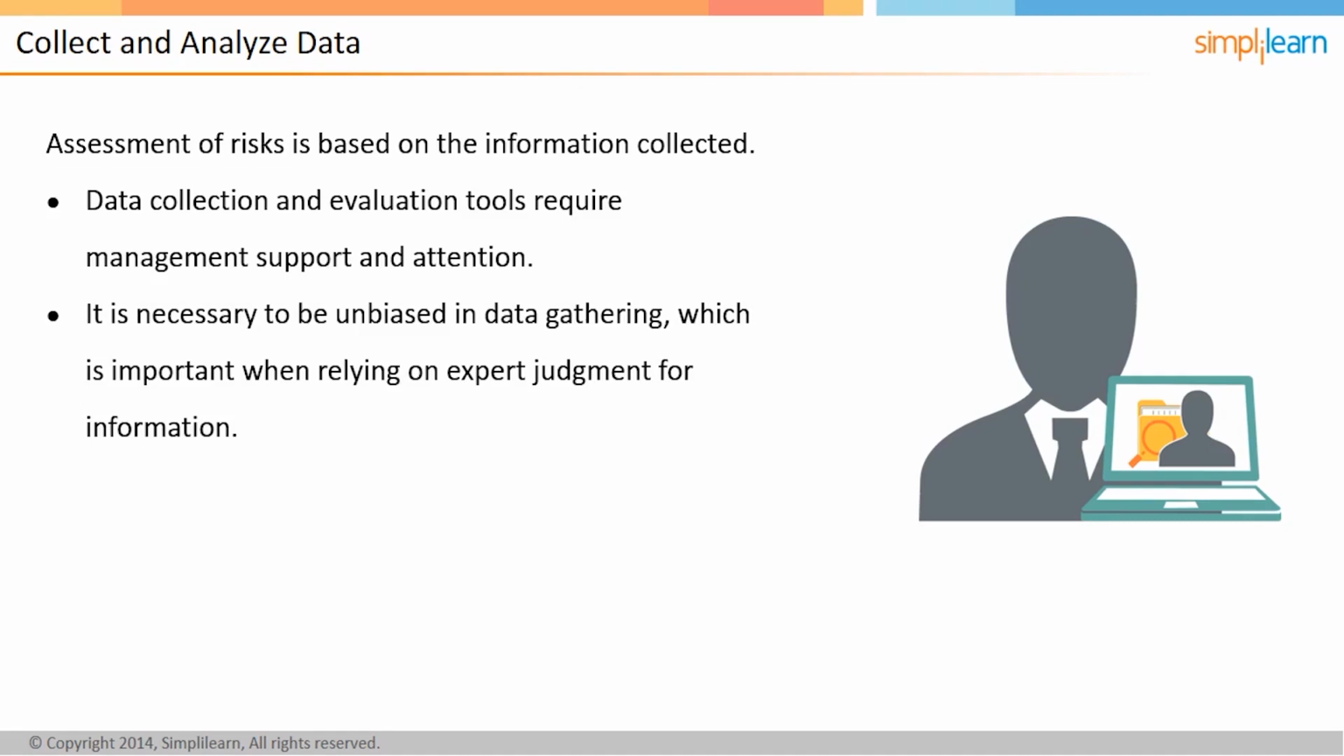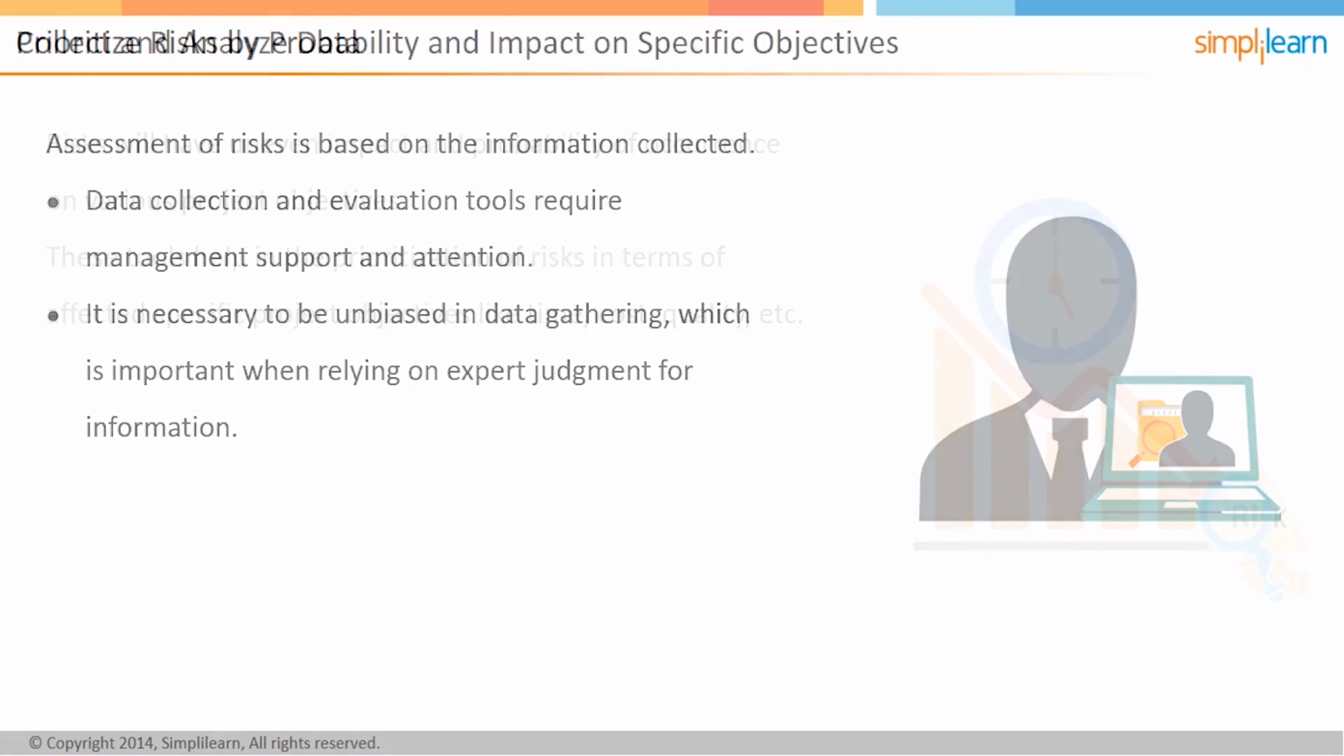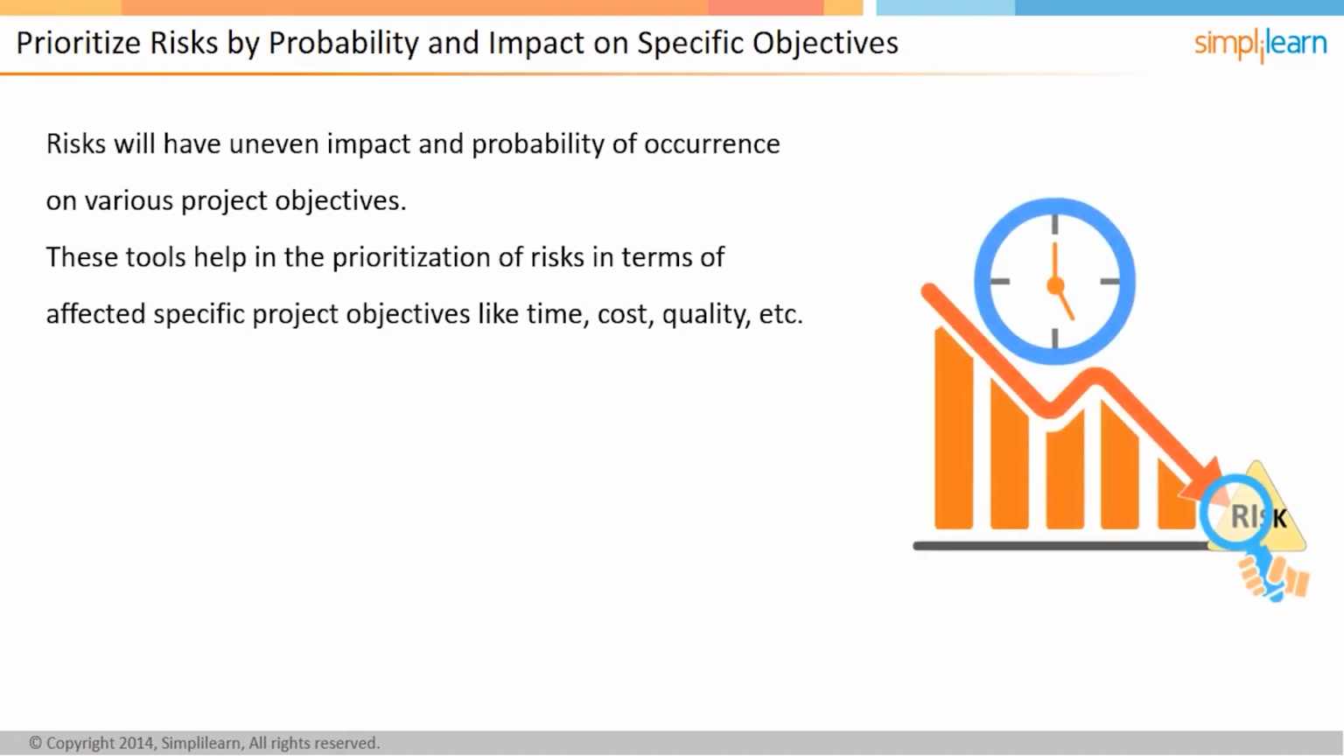In the next screen, we will look into the next step of qualitative risk analysis, which is prioritizing risks by probability and impact on specific objectives. Risks will have uneven impact and probability of occurrence on various project objectives. Therefore, they need to be prioritized by probability and impact on specific objectives so that the right action can be taken at the right time. These tools help in the prioritization of risks in terms of affected specific project objectives like time, cost, quality, etc.